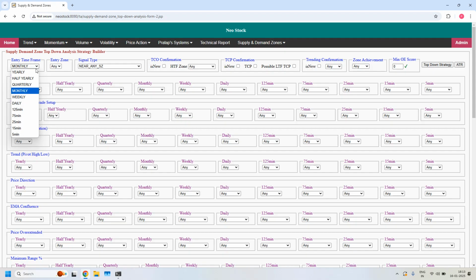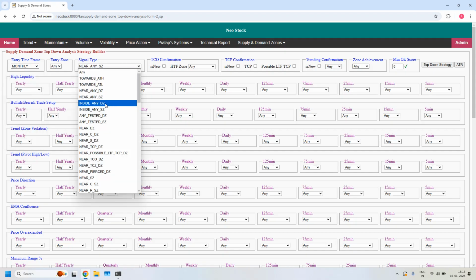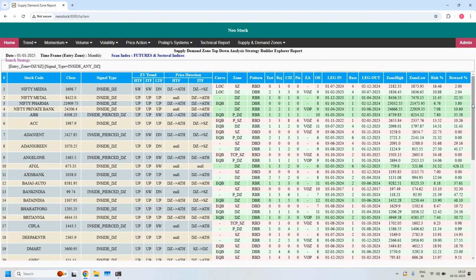Next, monthly time frame, price closed inside the monthly demand zone. We got a big list. So total 46 stocks are filtered, and you are seeing the first 19 stocks in the list. I am scrolling the list down.